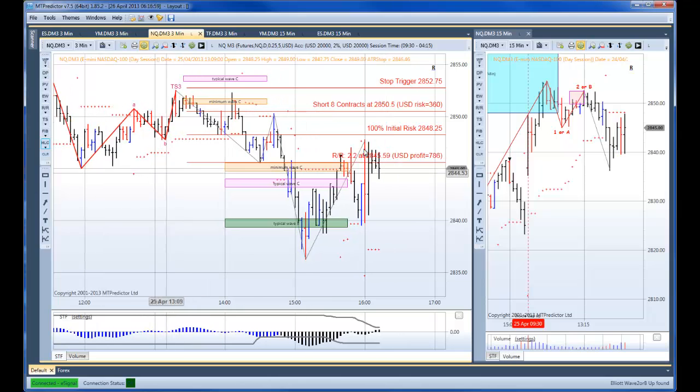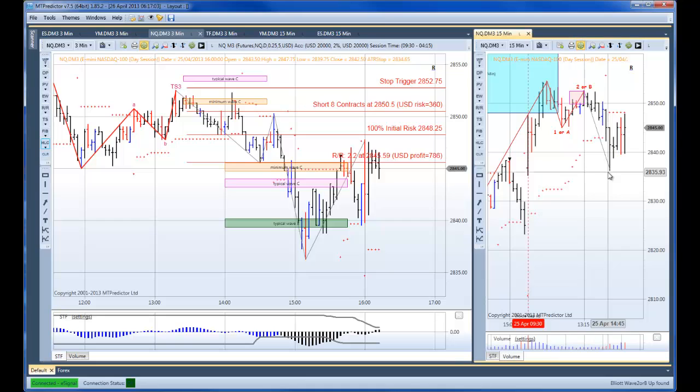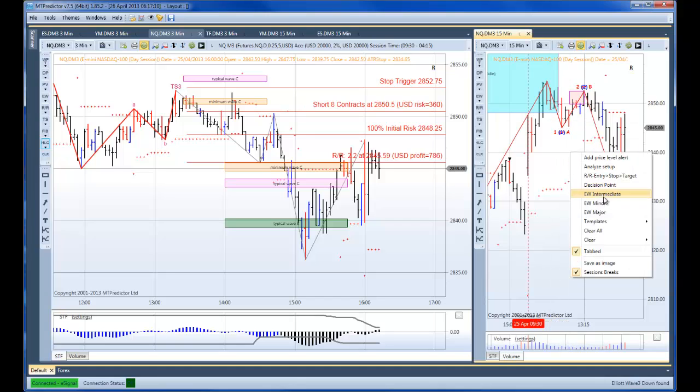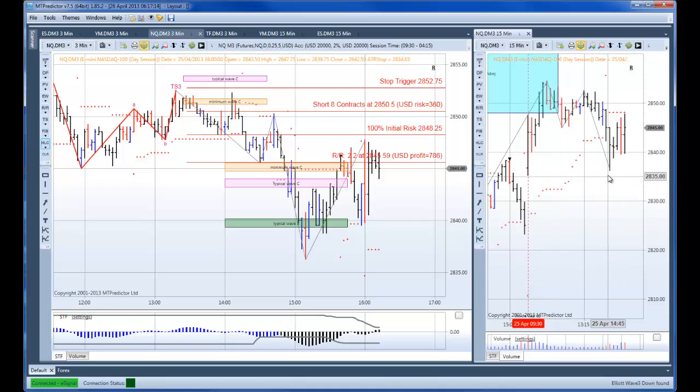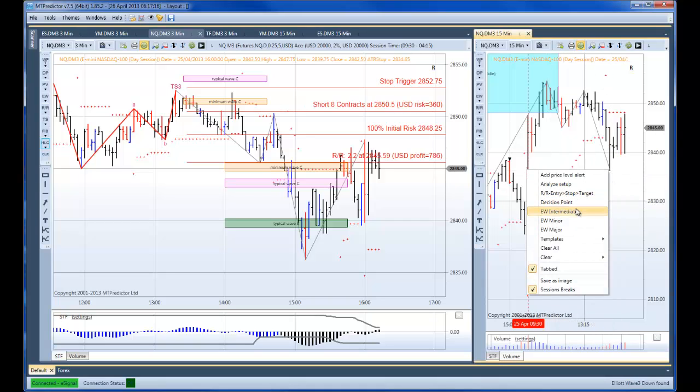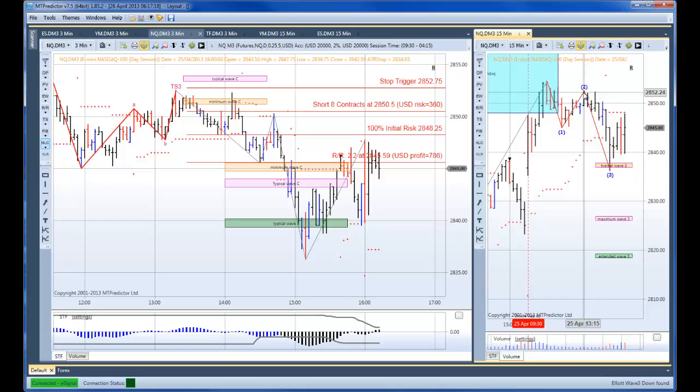Now because we're anticipating a wave 3 type of decline down here, let's place the analysis on there. I'll just clear that up a bit so you can see it better. So if I right mouse click, do Elliott wave intermediate, you can see this is what we're anticipating and this is what unfolded. So a wave 2 down into a wave 3. You can see the low there came in right at the typical wave 3 WPT, which is nice.